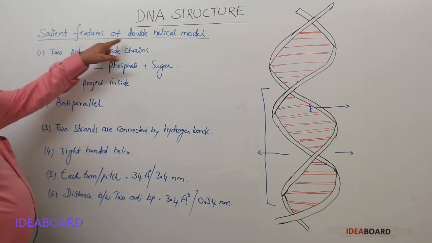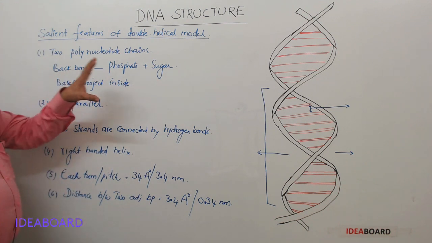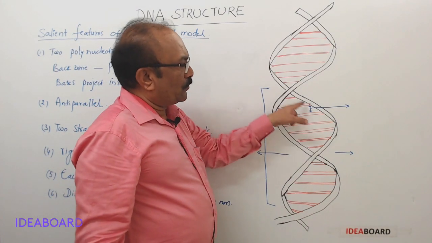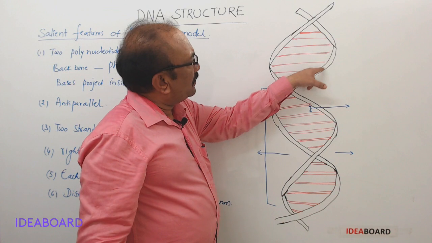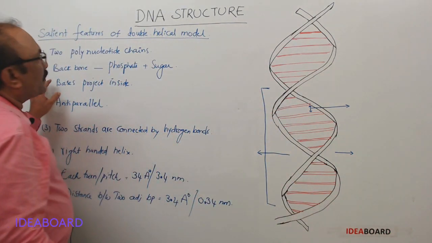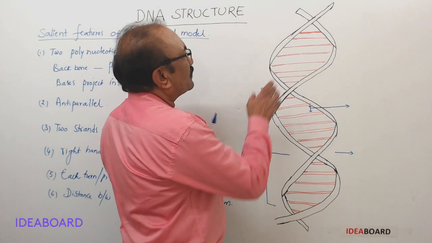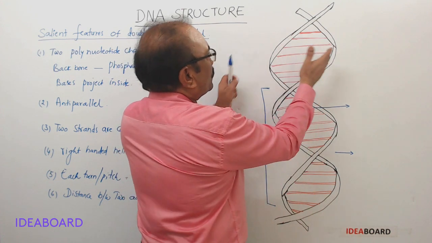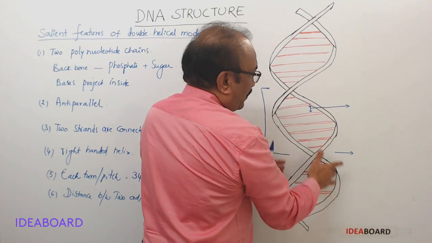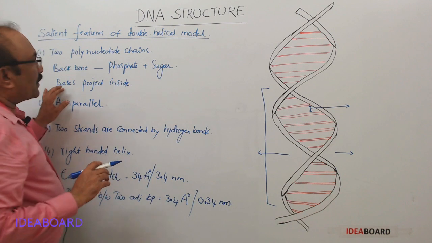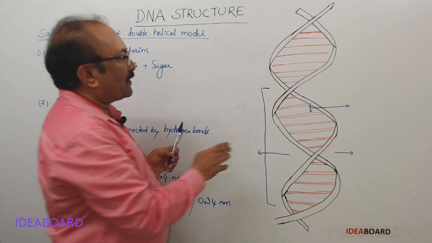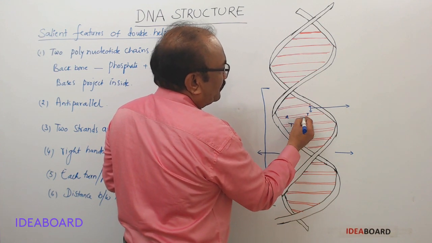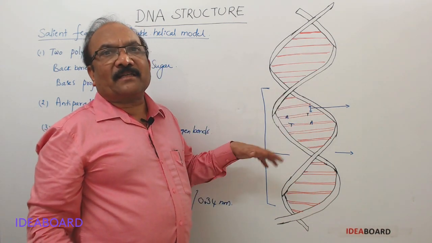So now let us see the salient features of the double helical model. This double helix is composed of two polynucleotide chains. This is one polynucleotide chain, and this is the second polynucleotide chain. And the backbone of each polynucleotide chain, of course, is constituted by sugar and phosphate. So here in the double helical structure also, the backbones are composed of sugars and phosphates. And the bases, meaning nitrogen bases, are projected inside. So here I am writing A, here you will find T, and here I am writing T, and here you will find A. And where are they projected? They are projected inside.